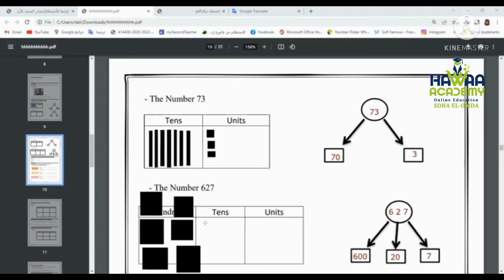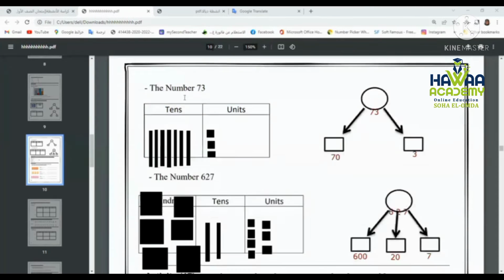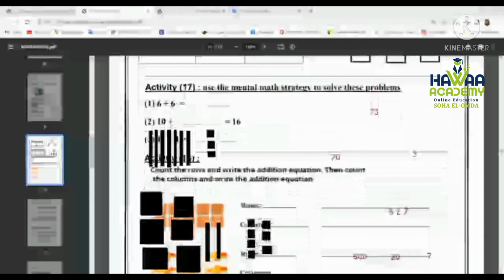And how many tens? We have 2 tens. Here is 1 and 2. And finally, how many ones do we have? We have 7. So here's 1, 2, 3, 4, 5, 6, 7. Excellent, excellent, everyone. And now let's see the next question.